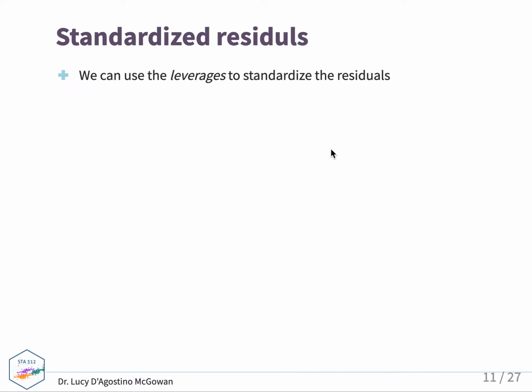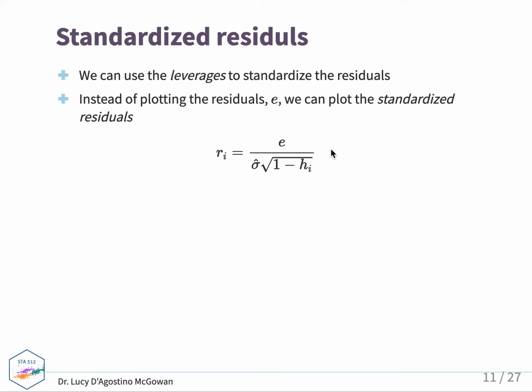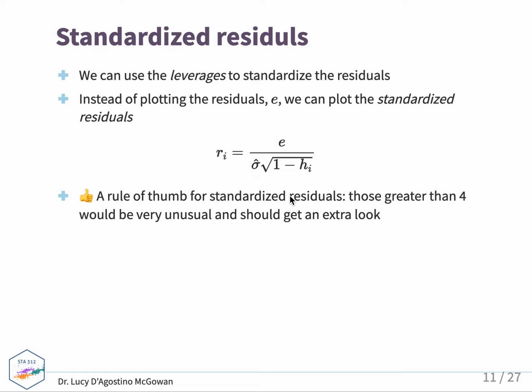All right, so standardized residuals. We can use these leverages to standardize the residuals. Instead of plotting the residuals, we can plot the standardized residuals, which takes the residual and divides it by sigma hat times the square root of 1 minus hi. If you recall from the previous slide, we're dividing by the square root of the variance for the residual, which is a sensible thing to do. A rule of thumb is that it would be very unusual to have a standardized residual greater than 4, and so maybe those should get an extra look.